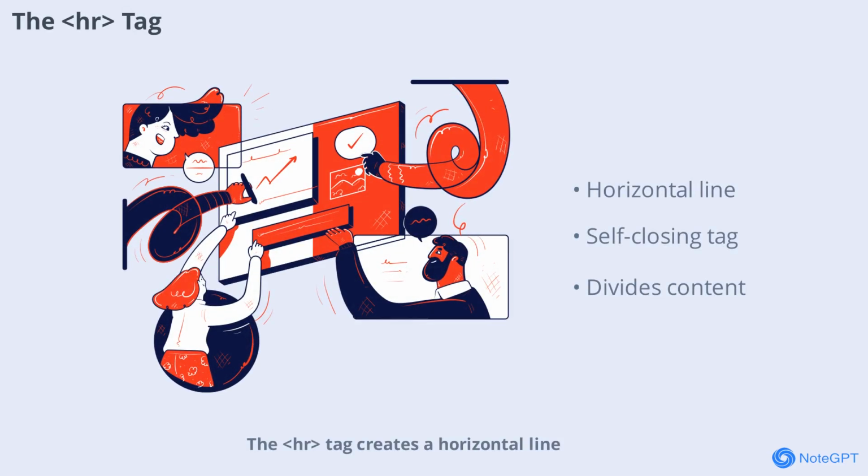The hr tag creates a horizontal line, often used to separate sections of content. Like br, it's self-closing and doesn't require a closing tag. Use hr to visually divide parts of your page for better organization.